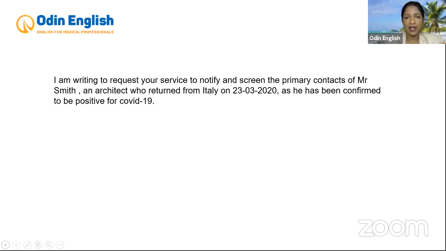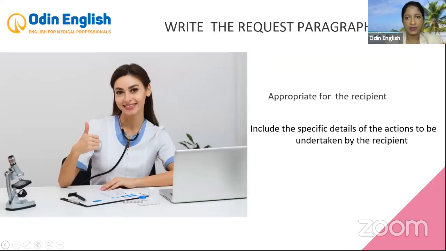So since we have done with the introduction, we'll go to the next thing. We won't be writing the entire letter today because that would take a lot of time. So since we have written the introduction, now we'll try to write the request paragraph. Again, for the request paragraph, you should make sure that it is appropriate for the recipient and it should include the recommendations, that is, the specific details of the actions to be undertaken by the recipient.